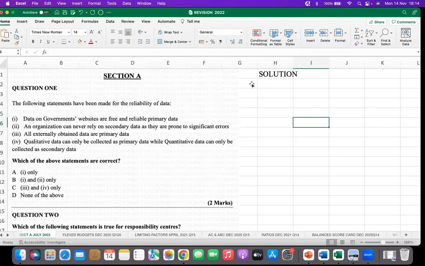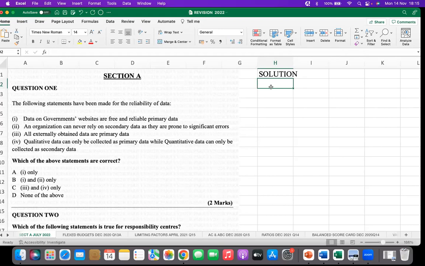Okay, so if the big screen is big enough, we can now start. Remember, I've said this is just a guide because questions in section A cannot be repeated. But this is just a guide how to answer, and then we move on. Especially on the calculation part. Theory part cannot be repeated. They can test another one. So the question, read question number one. This is section A, which has got 10 questions, 20 marks. The following statements have been made for the reliability of data. Remember, I've said I'm just guiding you. And then we go to section B and C, which will be the focus of our revision.